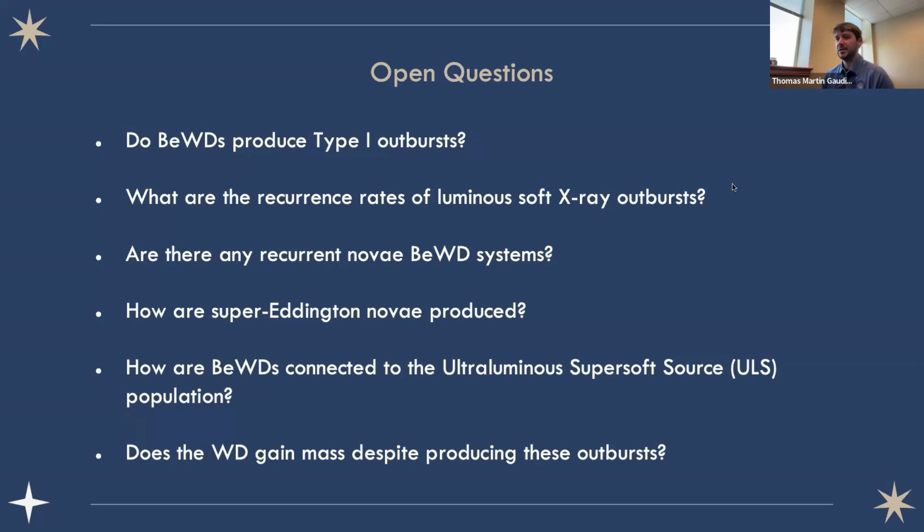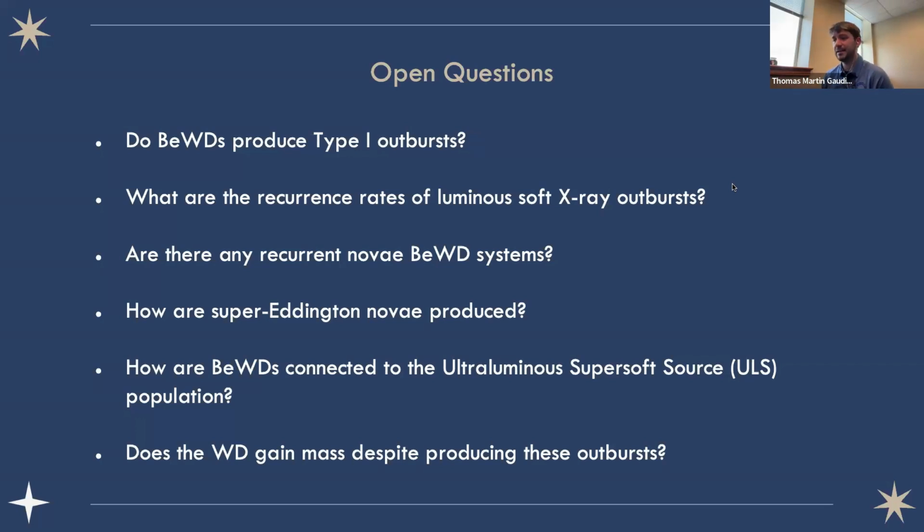And last but not least, we're seeing periods where white dwarfs undergo stable nuclear burning in these BE white dwarf systems. We're also seeing novae with limited mass ejecta. It is possible that the white dwarf in a BE white dwarf system should be expected to gain mass despite producing these soft X-ray outbursts.